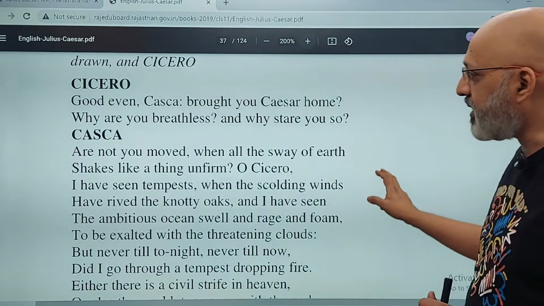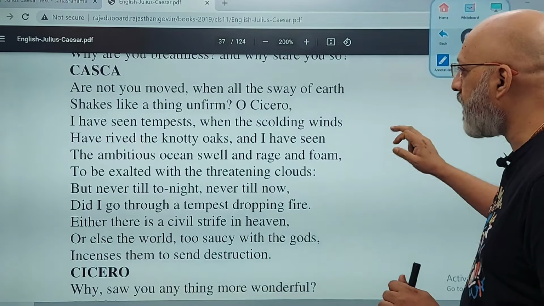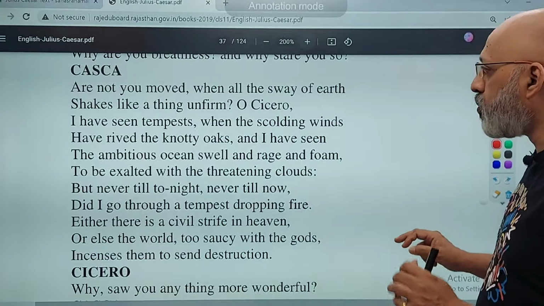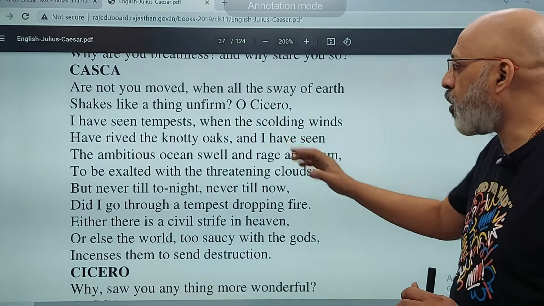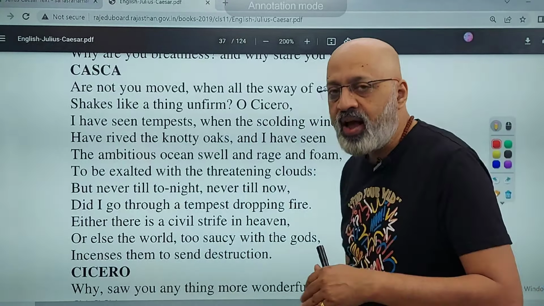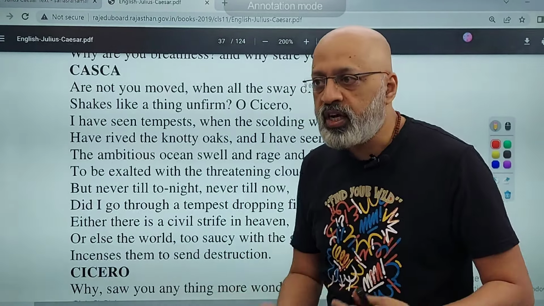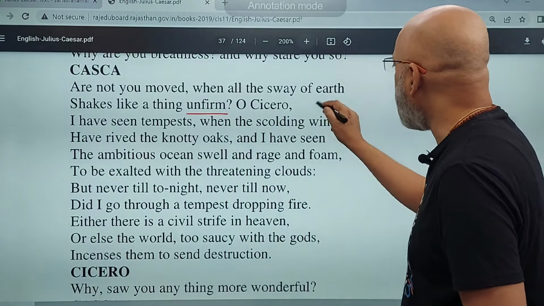Okay, Casca says, "Are you not moved when all the sway of earth shakes like a thing unfirm? O Cicero, I have seen tempests when the scolding winds have rived the knotty oak." So what is he saying is that, aren't you disturbed when the entire sway of earth shakes as if it is an unsteady thing? Unfirm means unsteady.